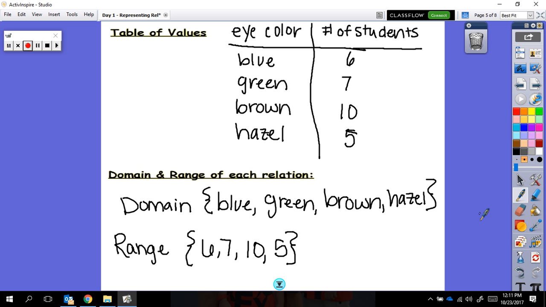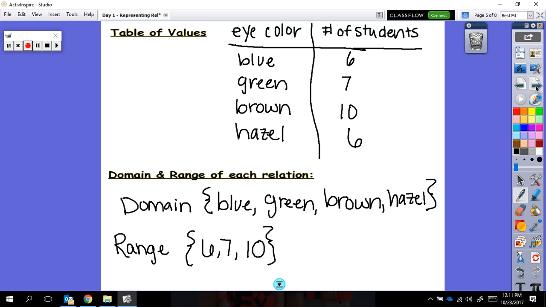Now let me point out something here. If this had been a 6 as well for hazel, if we'd had 6 people with hazel eyes, we would not list the 6 twice for the range. We'd only list it one time. We would just know that 2 things were mapped onto the 6, okay?